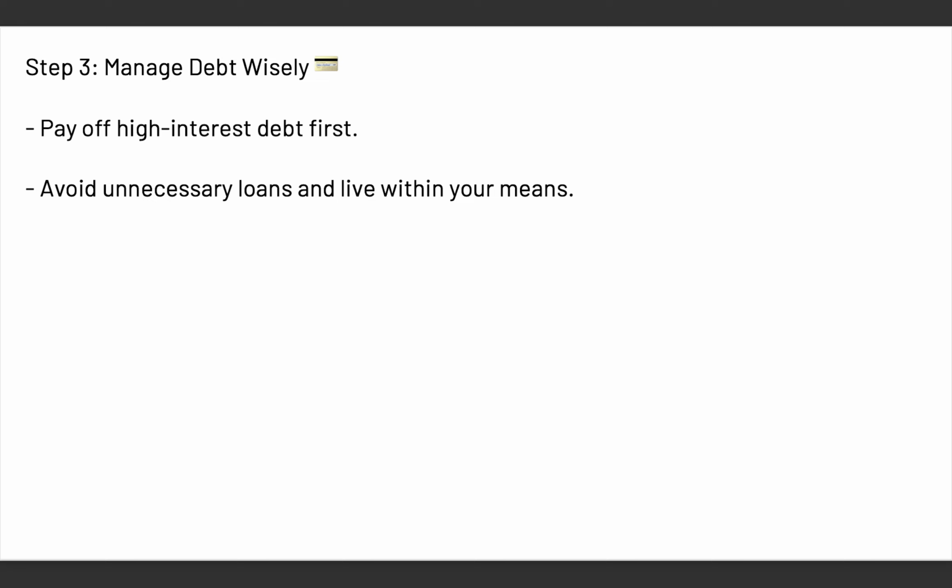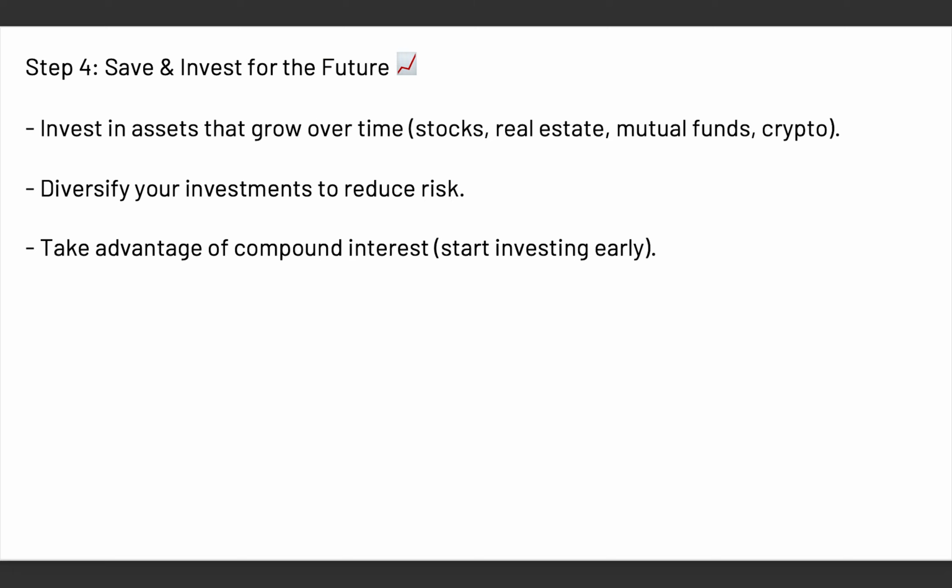If you're always living below your means, you will not have any reason to go and be getting unnecessary loans. So always live within your means. And then step number 4 is to save and invest for the future. So you need to invest in assets that grow over time like stocks, real estate, and so on. Diversify your investment to reduce risk and take advantage of compound interest. That is, start investing as early as possible. So these 4 steps are the steps to create your financial plan.